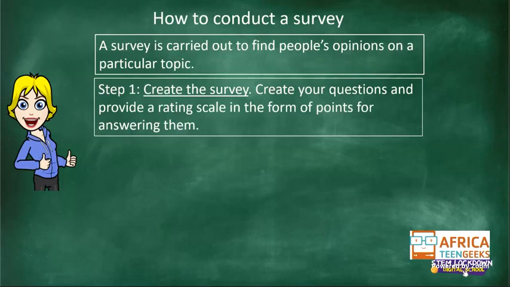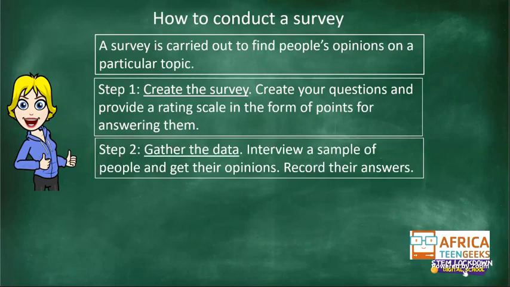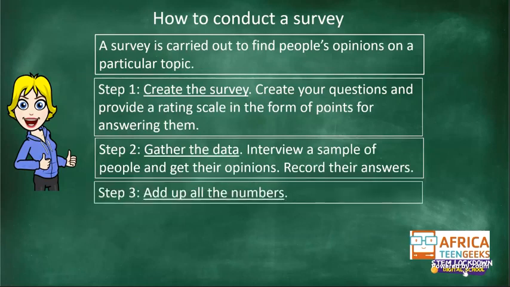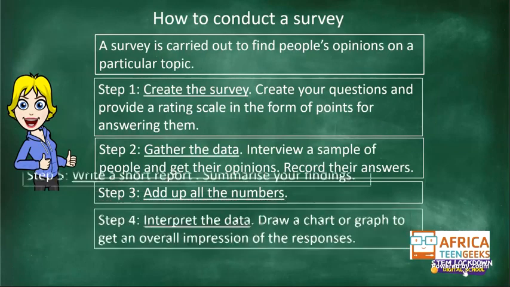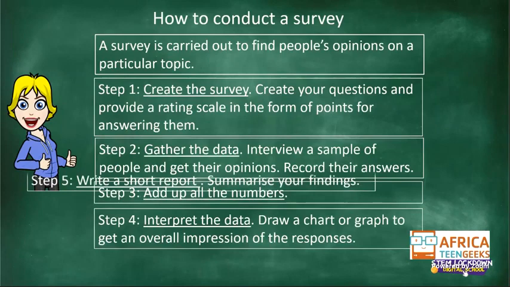Then for step 2, you gather the data and you interview a sample of people, and you get their opinions and you record their answers. Then in step 3, you add up all the numbers. And step 4, you interpret the data and you draw a chart or a graph. And step 5, you write a short report. Okay, so if you all got that, take a good look. You all got that? Right.